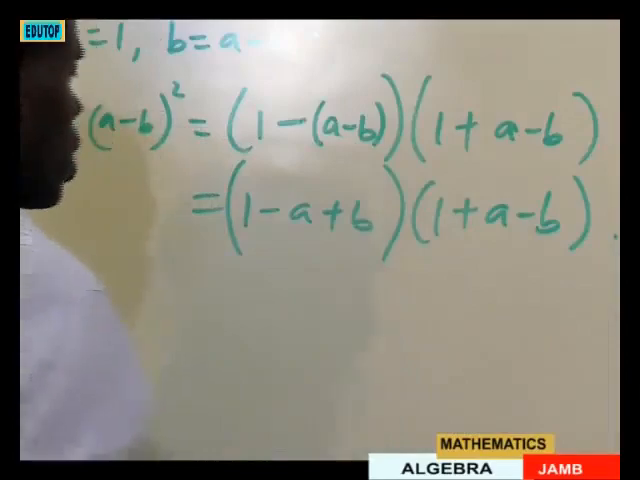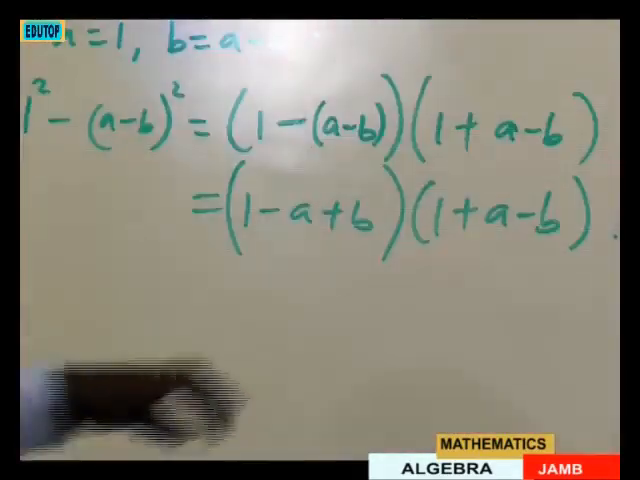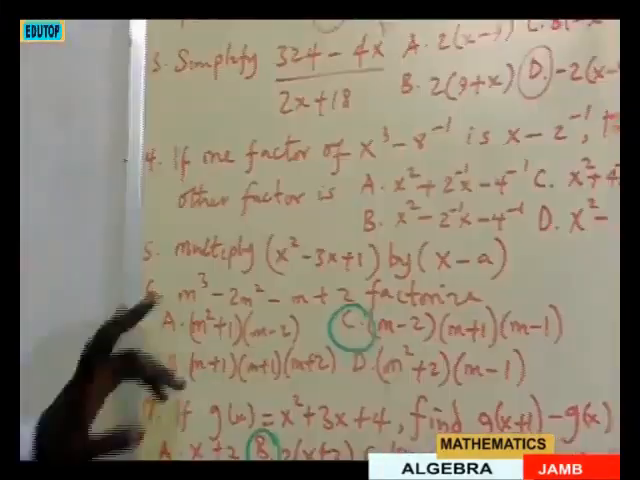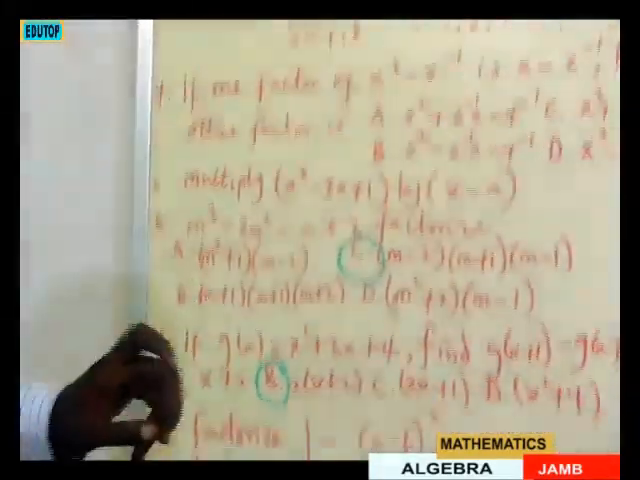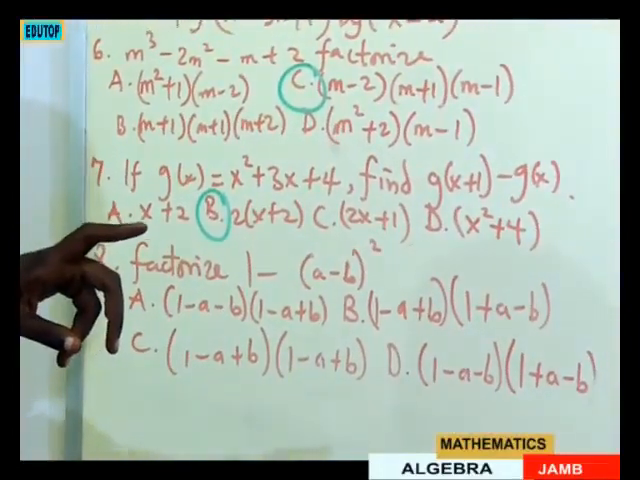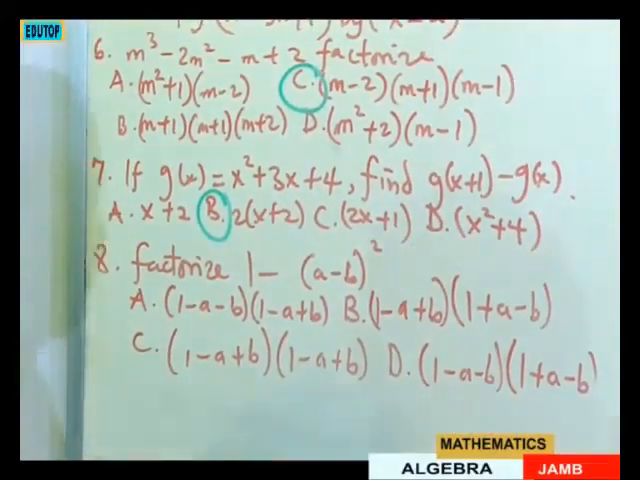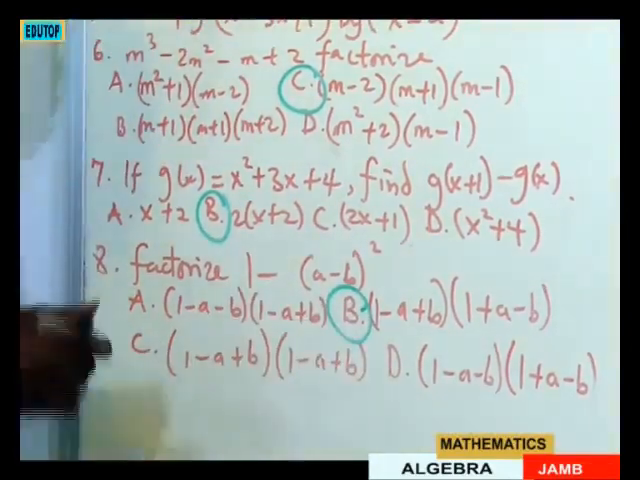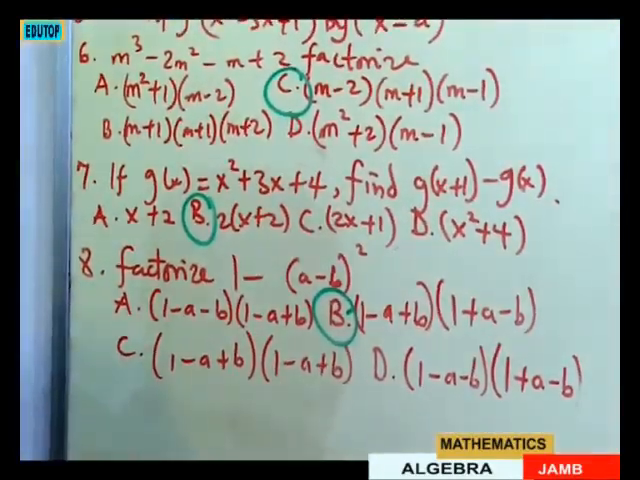So I will go to my options and see the one that correlates with what I have. In this situation, which one do you think will suit? 1 minus A plus B into 1 plus A, or 1 plus A minus B? That is option B. That correlates with that.